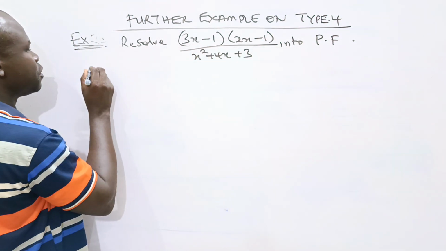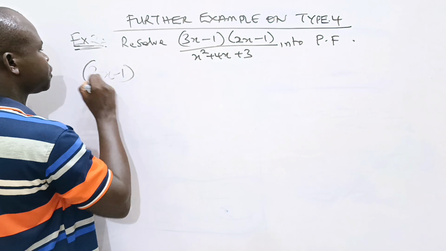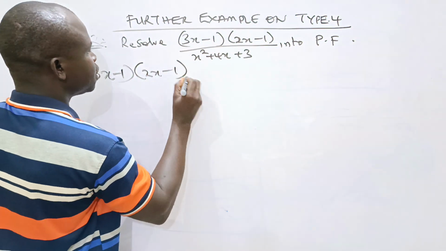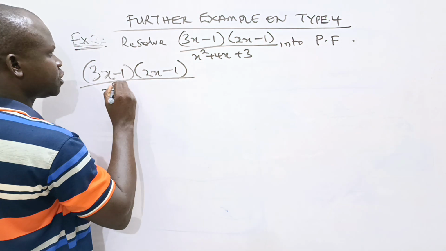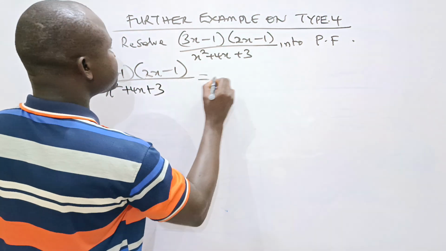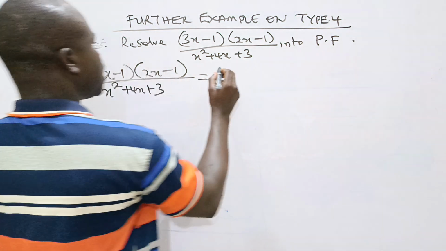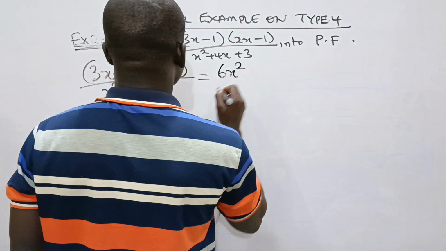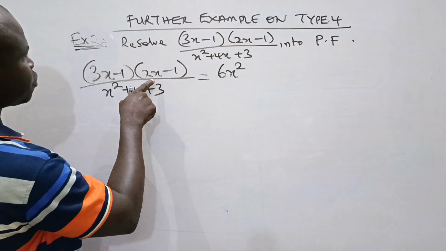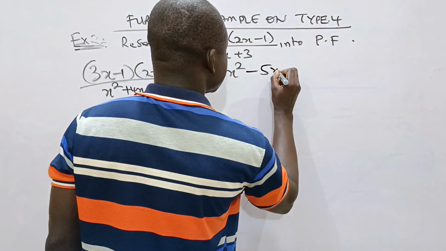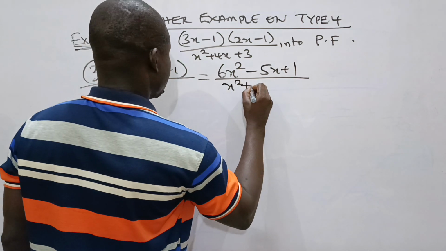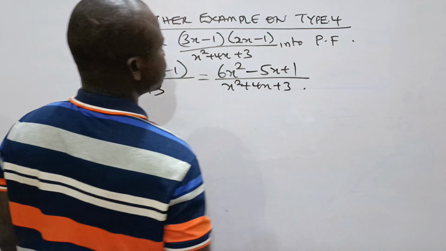Look at this question now, where we have (3x minus 1) into bracket (2x minus 1) all over x squared plus 4x plus 3. So if we expand this numerator, what are we going to get? We are going to have something in the form of 6x squared minus 3x minus 2x plus 1. That will be 6x squared minus 5x plus 1 all over x squared plus 4x plus 3. That's what you're going to get.